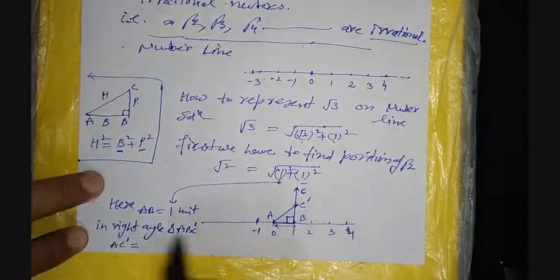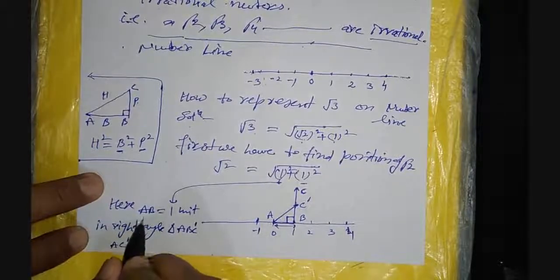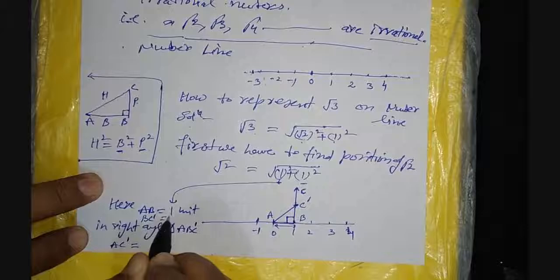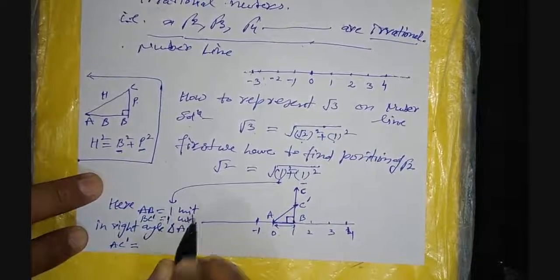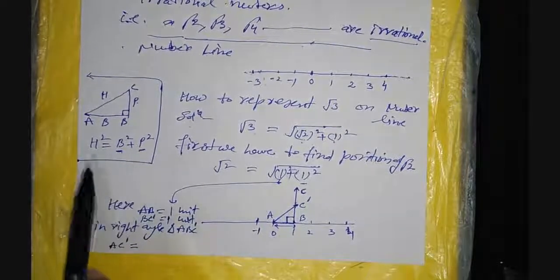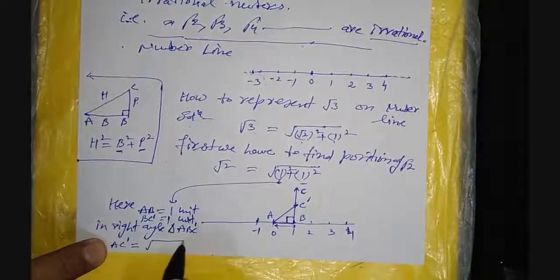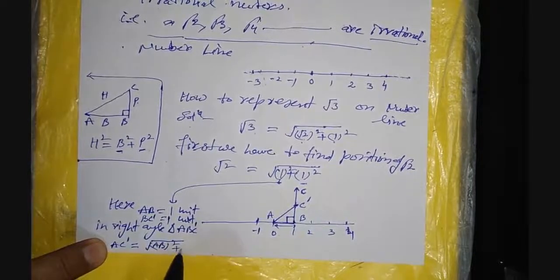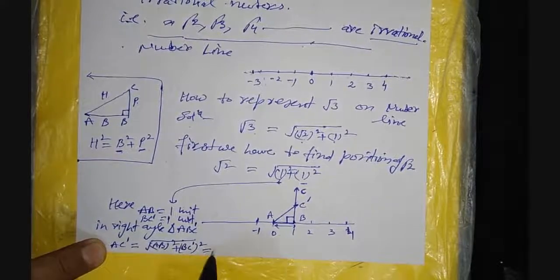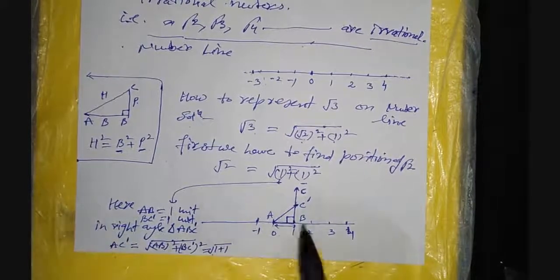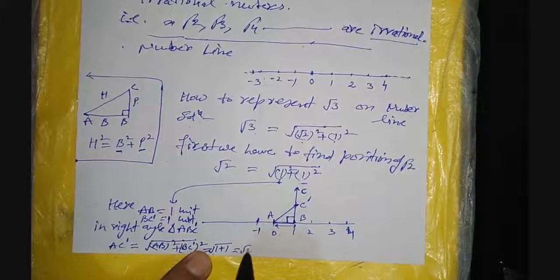As AB is 1 unit, also BC dash is 1 unit. Okay, now using this formula we can find the value of the hypotenuse, that is AC dash, which would be the square of AB plus the square of BC dash, meaning 1 plus 1. Okay, so this is root 2.